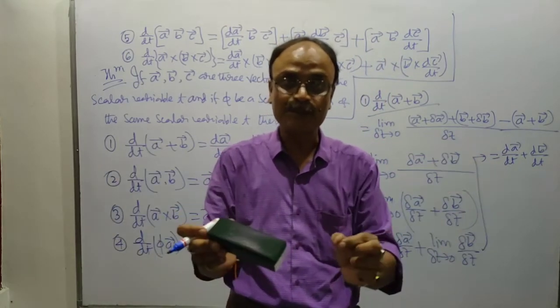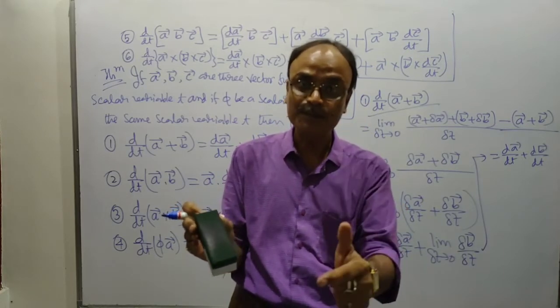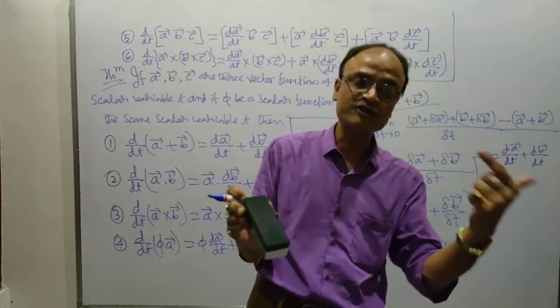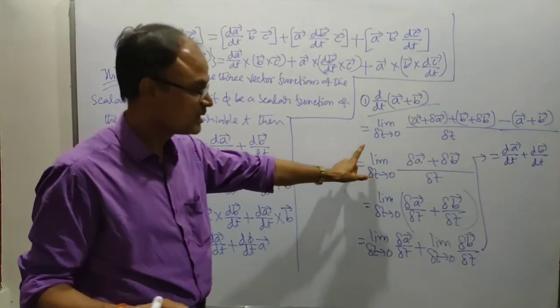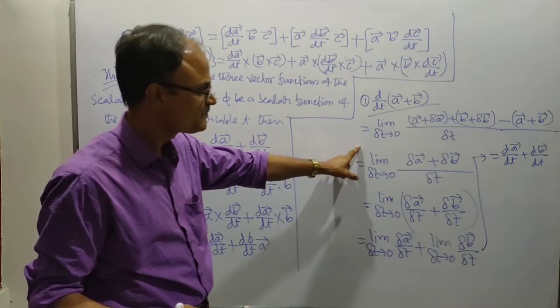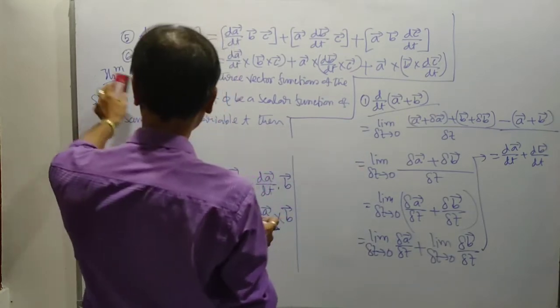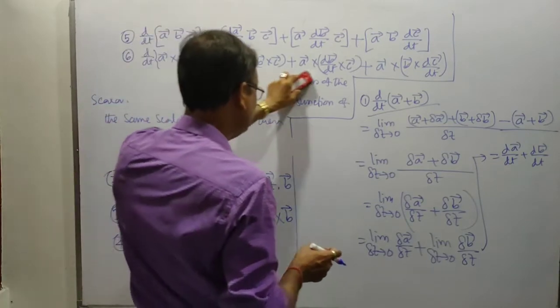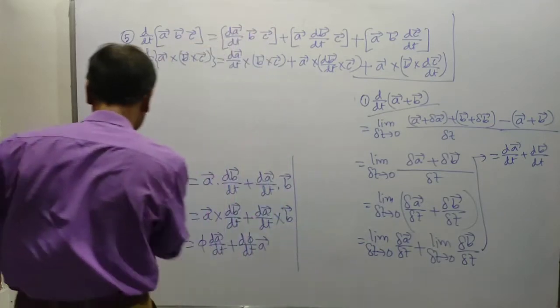Differentiation of the sum of two vectors is equal to the sum of the differentiation of the vectors. Perhaps you have understood this. Number one, we have proved number one. Let me remove this one also. Now I am going to prove number two.